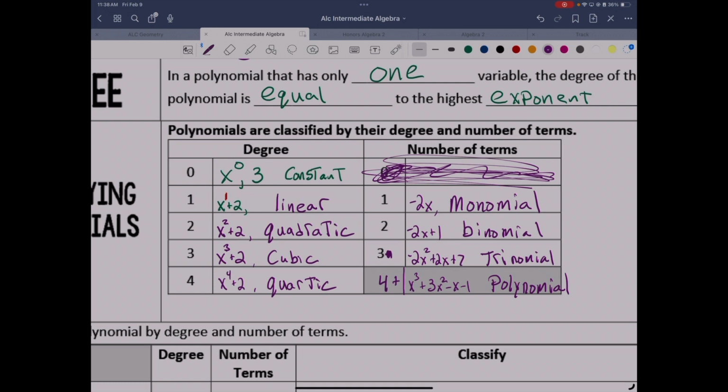I messed up my notes for you guys. So scratch out that plus. But 4 plus, we just call it a polynomial.